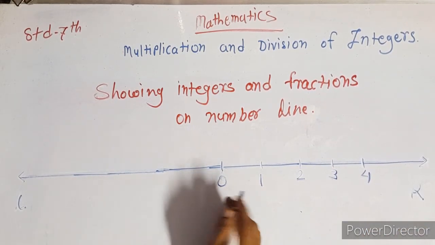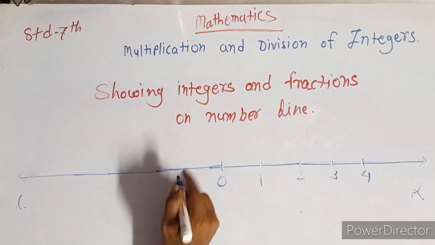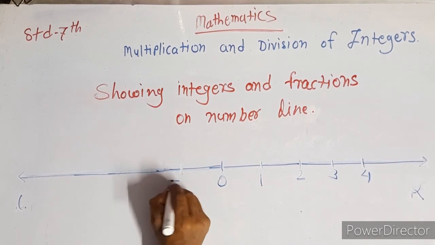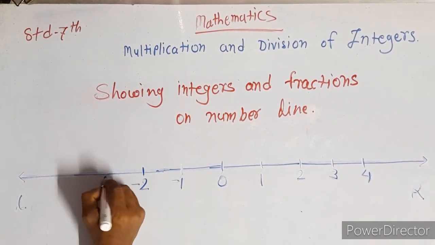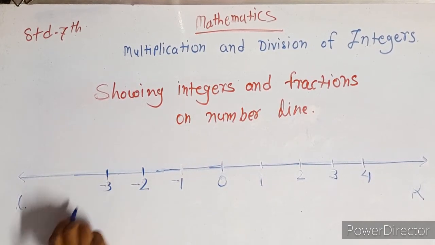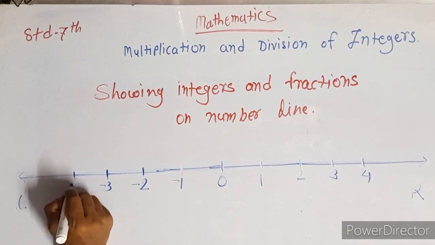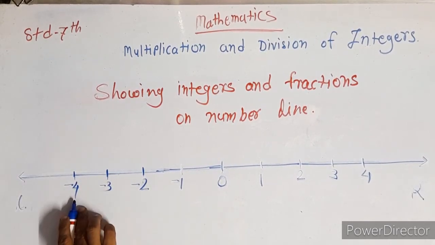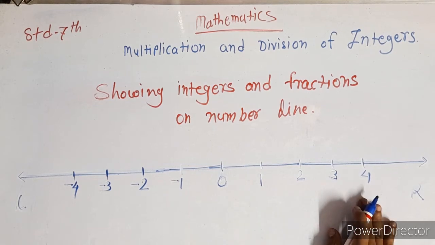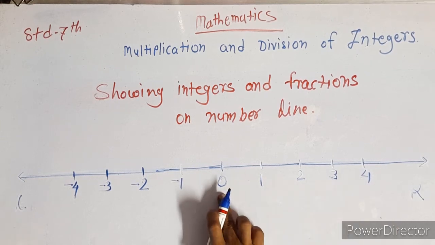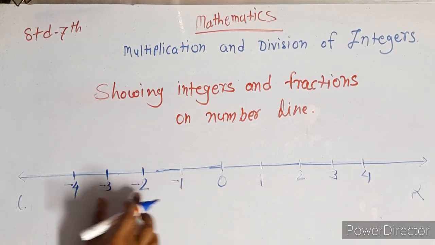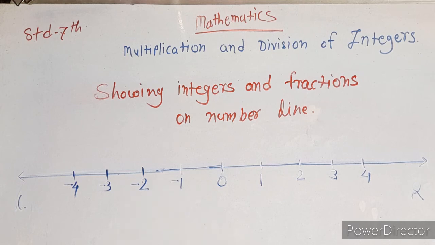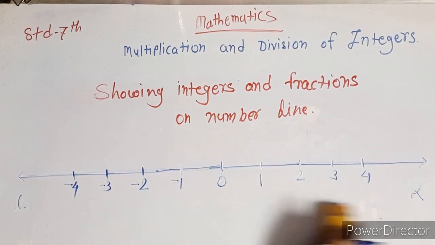Same condition on the left side: from 0, 1 unit distant, negative 1. 2 unit distant, negative 2. 3 unit distant from 0, negative 3. 4 unit distant from 0, negative 4. Right side numbers are always positive, left side numbers are always negative. The distance is the same between 2 integers every time. It is called 1 unit distance.